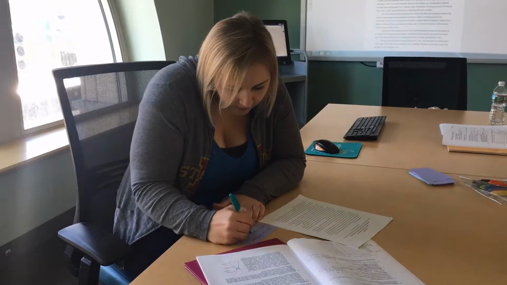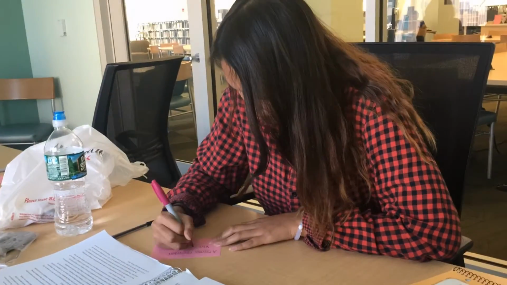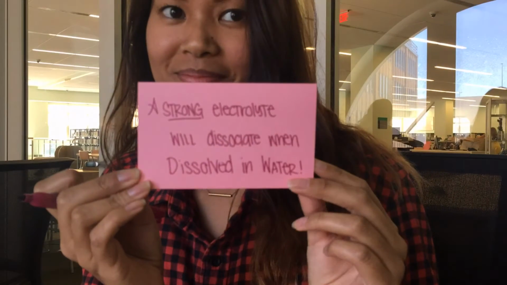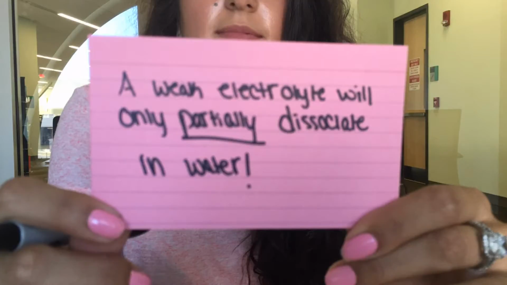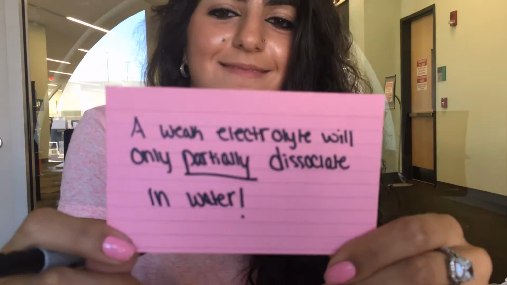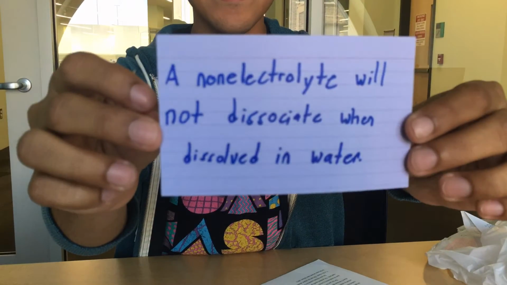An electrolyte will conduct electricity. A strong electrolyte will completely dissociate when dissolved in water. A weak electrolyte will only partially dissociate in water. A non-electrolyte will not dissociate when dissolved in water.